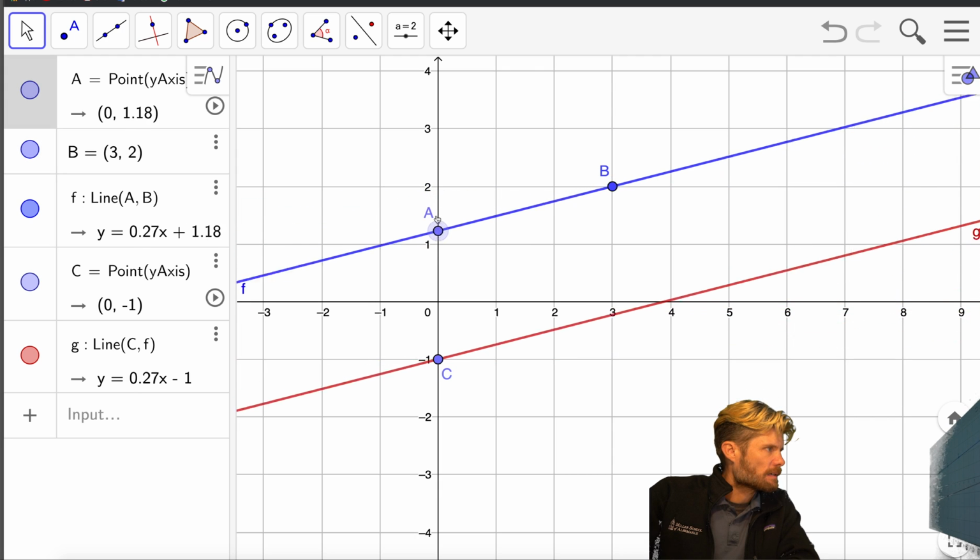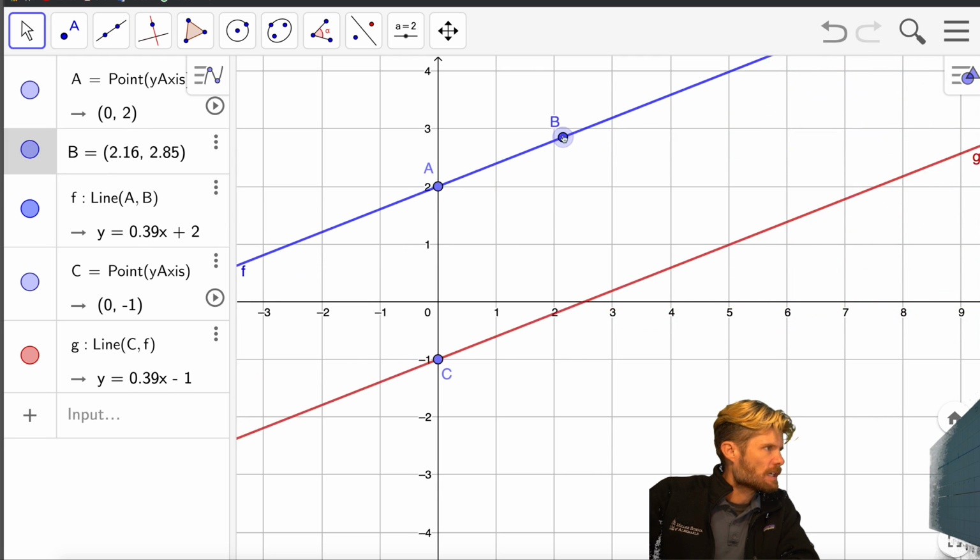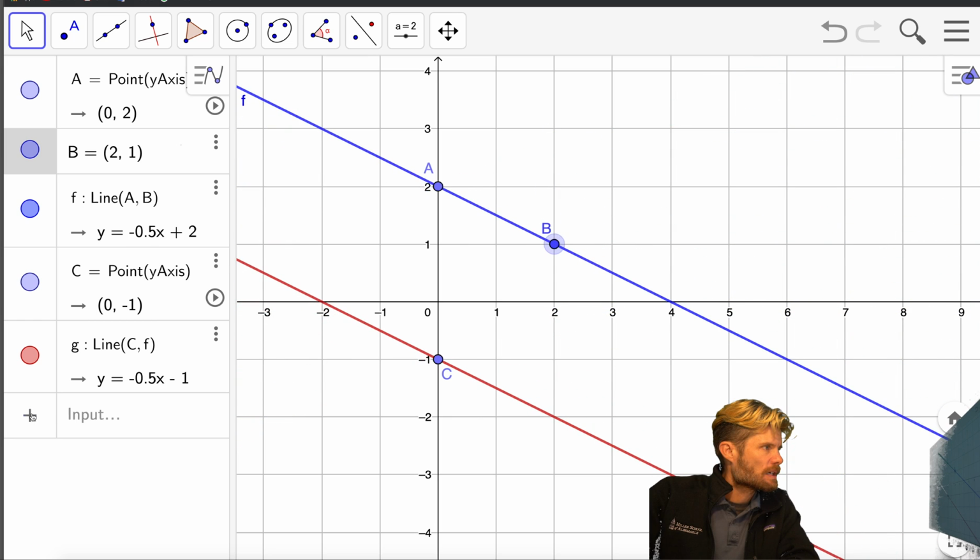How about I change the slope here so that the blue line has a slope of -1 over 2, and the red line has a slope of -1 over 2. Slopes don't change. Okay, so we know that if lines have the same slope, then they will be parallel.